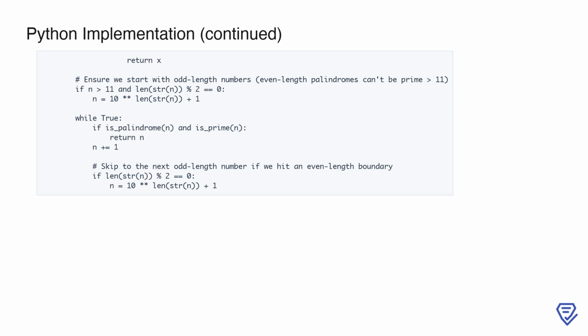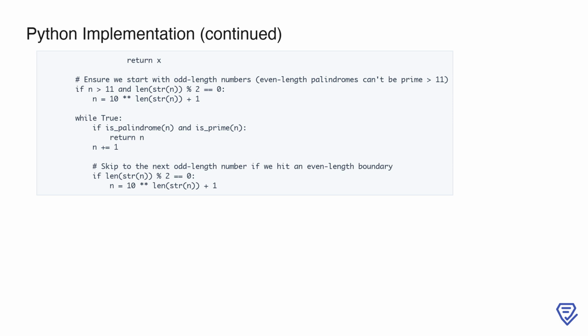Next, we handle cases where n is greater than 11. Since even-length palindromes larger than 11 cannot be prime, we adjust n to the smallest odd-length number greater than or equal to n if it has an even number of digits. Then, we enter a loop that continues indefinitely.